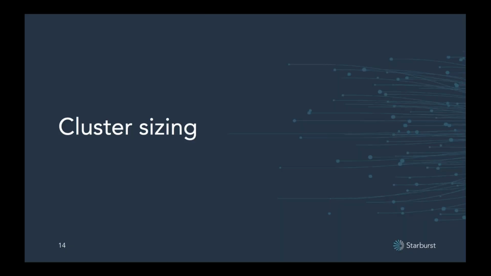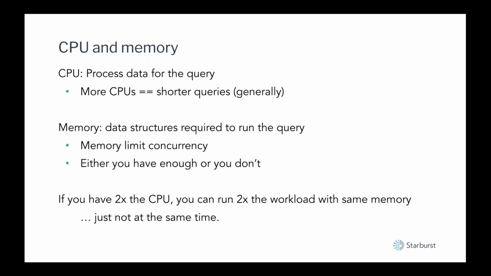All right, so now I'm going to get into the important part of this one, which is cluster sizing. When I think of cluster sizing, I'm really thinking about two big things: how much CPU do I need, and how much memory do I need? CPU is the thing that's going to process your data. It decompresses the files from your Hive store. It's running the joins. It's running the aggregations. The more CPU you have, generally you get shorter queries. There are limits. We'll talk about that in a second.